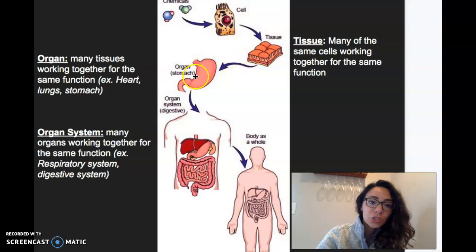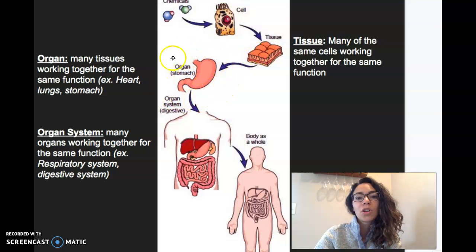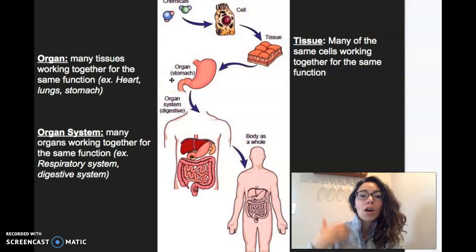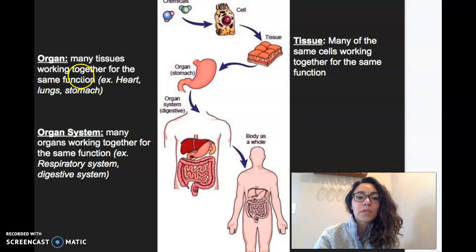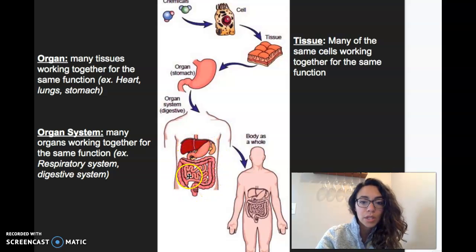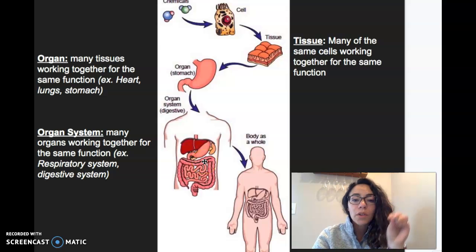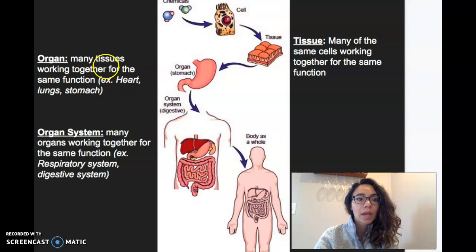When a bunch of tissues work together for a common function, this is called an organ. So things like our stomach, which there's a picture of here, our heart, our brain, our lungs, all of those are different types of organs. When many organs work together for the same function, that's called an organ system. So for example, here we have the digestive system. We have many different organs, the stomach, the small intestines, large intestines. All of those work together for the same function. Okay, so those are a couple vocabulary words to remember.